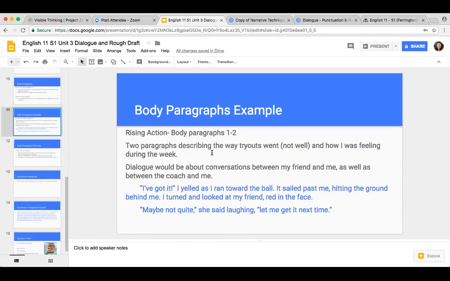This is a sample of dialogue I would include. "I've got it," I yelled as I ran toward the ball. It sailed past me, hitting the ground behind me. I turned and looked at my friend, red in the face. So this is one paragraph because I'm speaking, and then this is the action that's happening. But now that she's speaking, I have to start a new paragraph. "Maybe not quite," she said, laughing. "Let me get it next time." This is a lowercase letter because I'm continuing on with the dialogue that's happening at the beginning of the sentence. The dialogue tag is in the middle, so there's a comma, but then there's a lowercase letter here.